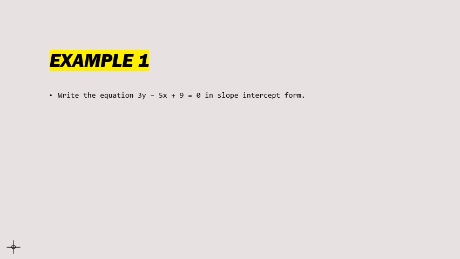Okay, let's have this example 1. They're saying write the equation 3y minus 5x plus 9 is equal to 0 in a slope-intercept form. Remember, we are saying the general formula of a straight line equation is y is equal to mx plus c. So we need to write this thing in that form. Okay, how do we do that? Here we are saying that y has to be subject of the formula.